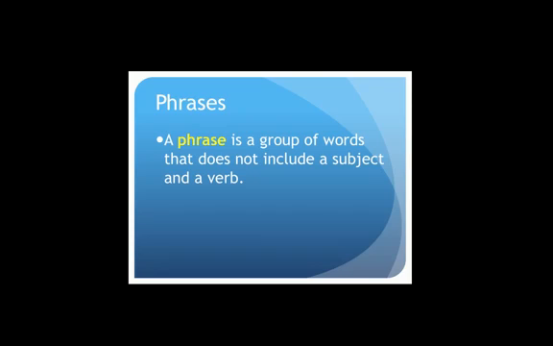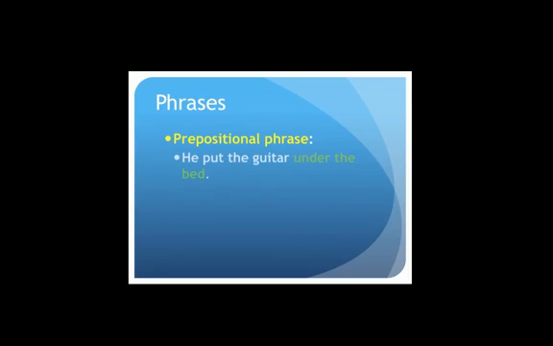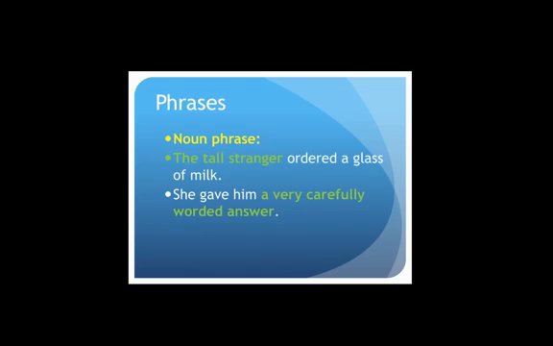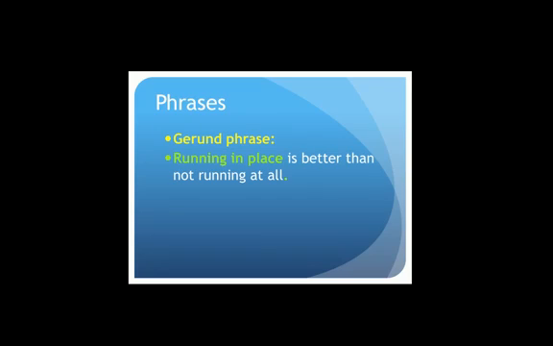A phrase is a group of words that does not include a subject and a verb. He put the guitar where? Under the bed. So this is a prepositional phrase. We have a noun phrase, such as the tall stranger ordered a glass of milk, or she gave him a very carefully worded answer. We have a gerund phrase, running in place is better than not running at all.